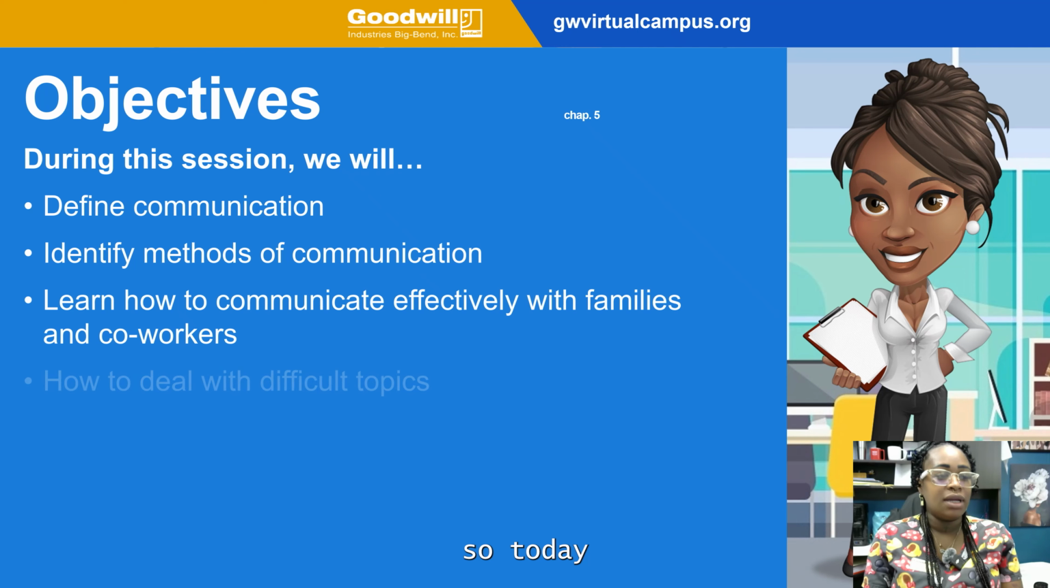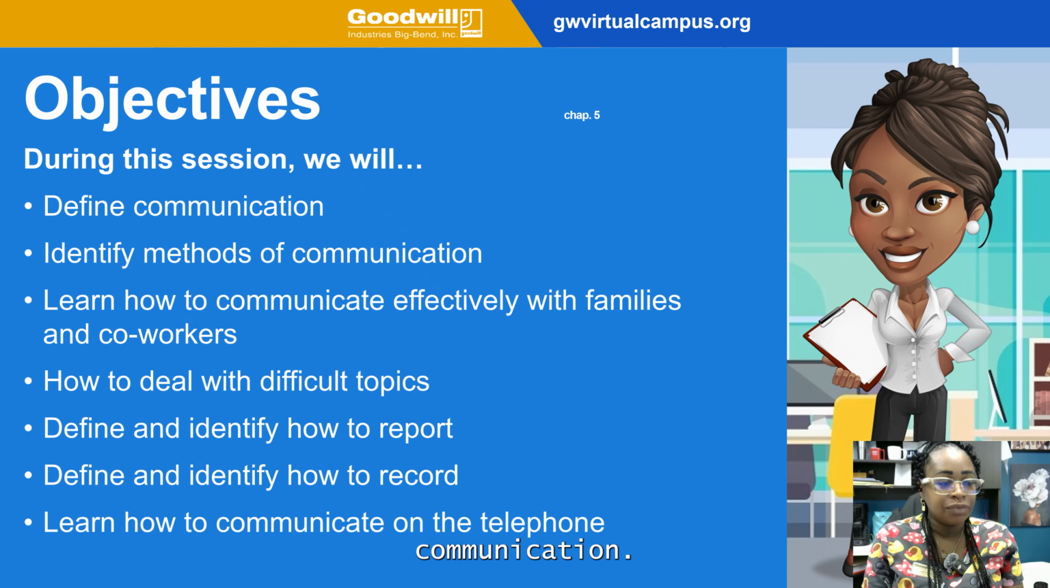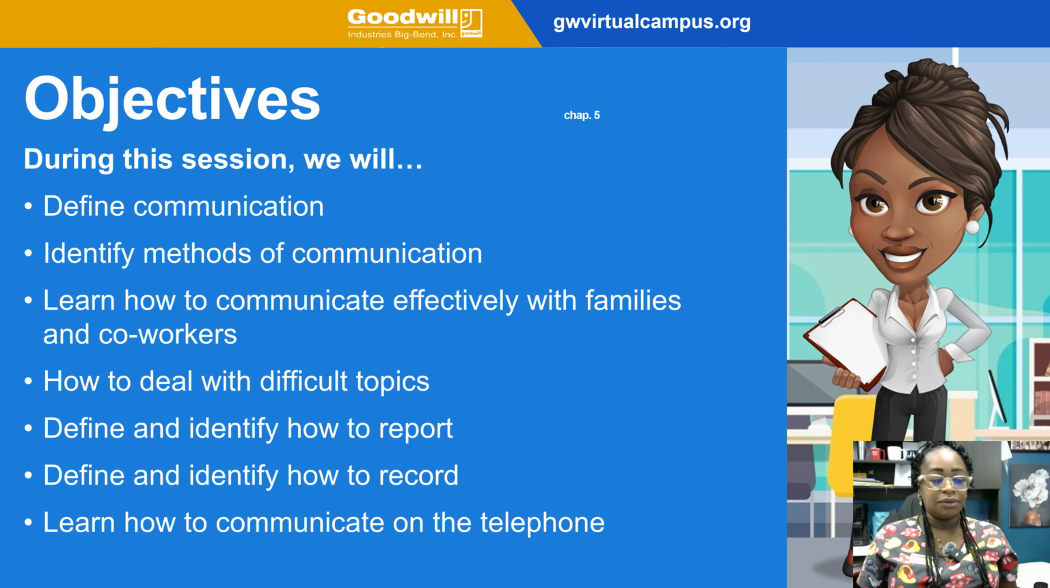All right, so today we're going to discuss communication. We're going to identify methods of communication. We're going to learn how to communicate effectively with our family members of the facility, the patients, and our coworkers. We're going to learn how to deal with difficult topics. We're going to define and identify how to report and record. And we're going to learn how to communicate on the telephone.